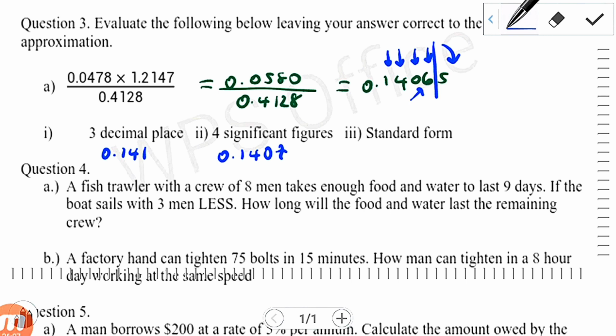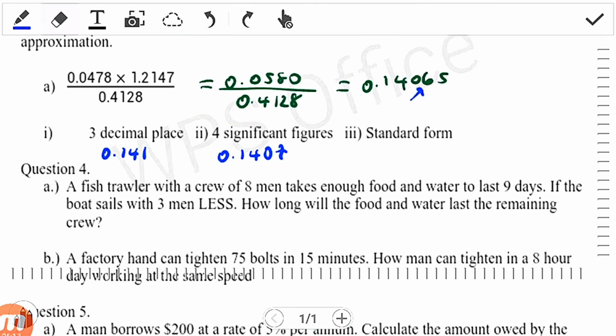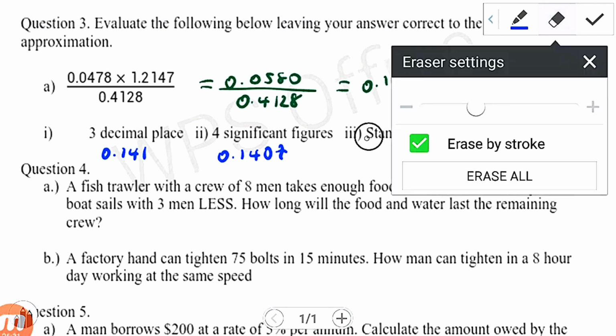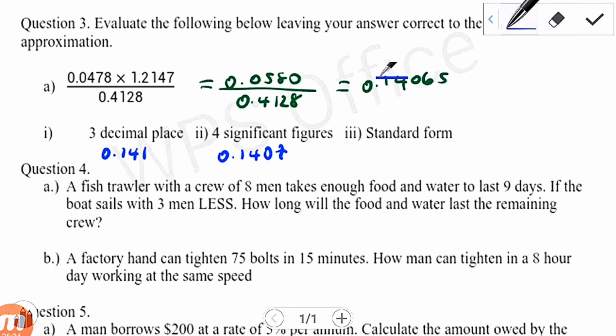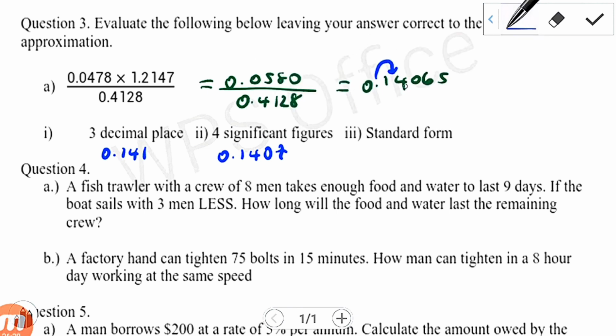0.1407. And then to standard form, let's erase these little markers here. Remember that standard form is the only approximation that allows us to mess around with our decimal point. So what we'd have here is just moving the point a simple 1 place. We're going to move our point in the direction that takes us to the first non-zero digit. So in this case, what we have here is 1 and 4 as our first non-zero digit.